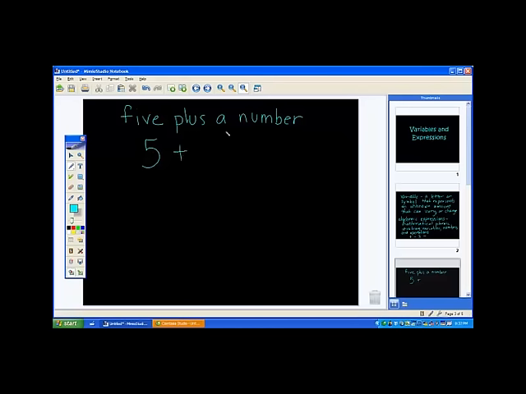And then a number. Do we know the number? No. So we're going to make it a letter because it's our unknown. 5 plus a number. We don't know what that number is, but we're going to be learning how to use these to solve for unknowns. So it's as simple as that, just writing an expression today. So we're going to look at some more examples of some expressions.